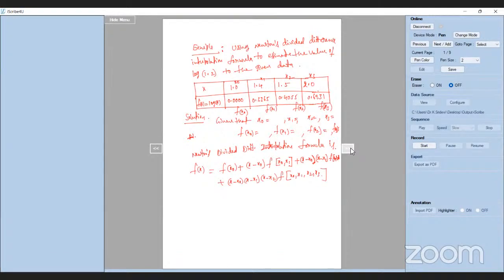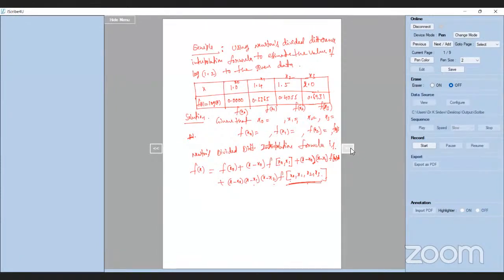Can we go for another term? Is it possible? No. Only x0, x1, x2, x3 values are given, so we can stop up to this term, x minus x0, x minus x1, x minus x2. So this is the Newton divided difference formula.